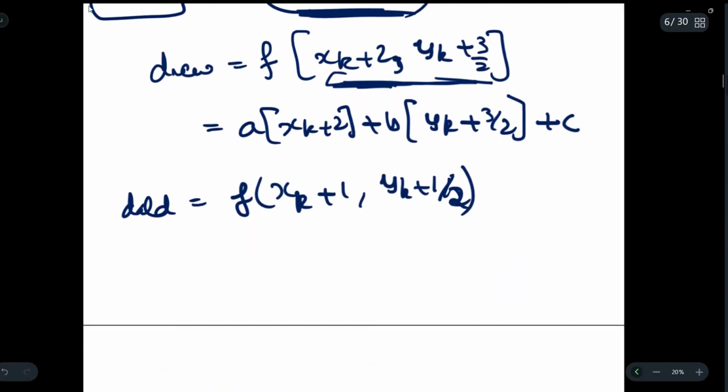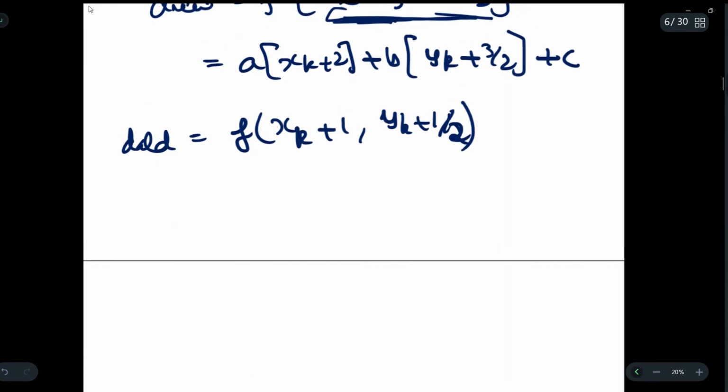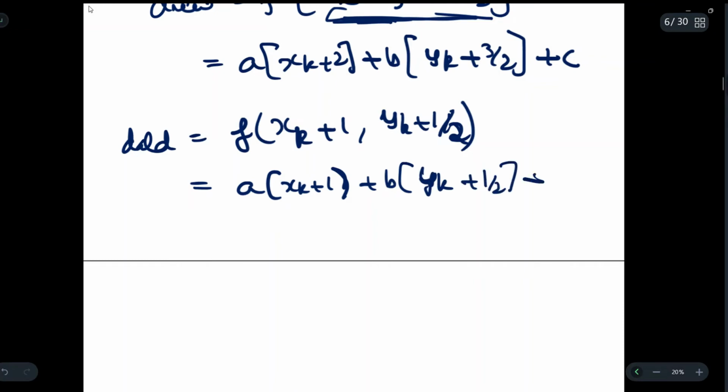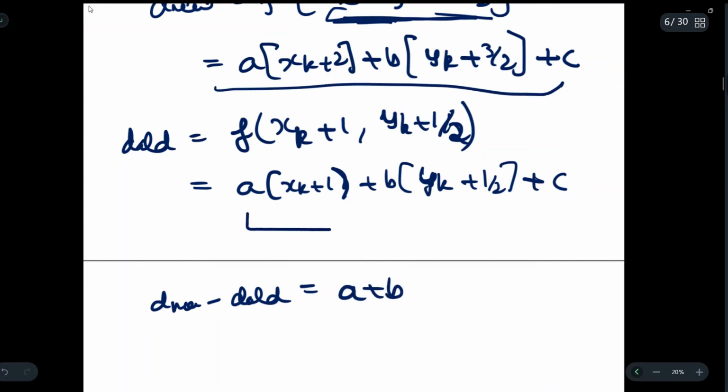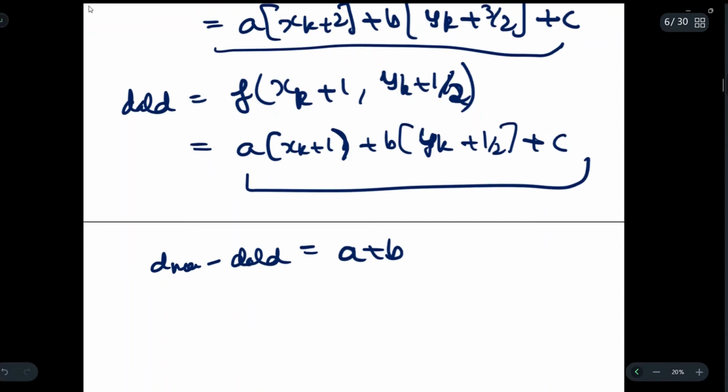Now on doing so, we will get the final equation as a into xk plus 1 plus b into yk plus half plus c. And now we will find the value of d new minus d old, which will come out to be a plus b. That is, on subtracting this equation and this equation, you will get your answer as a plus b.